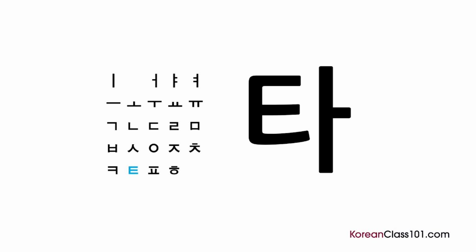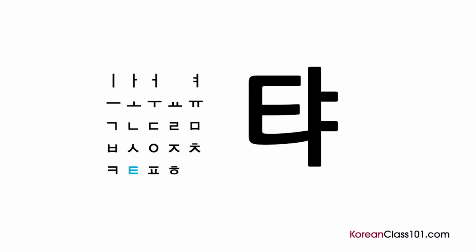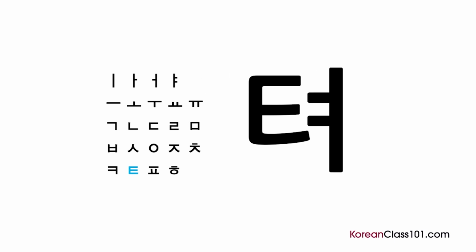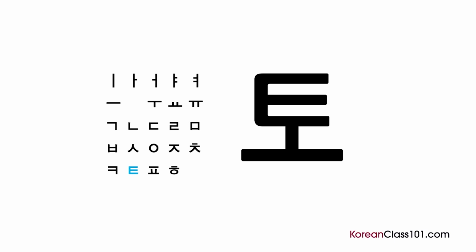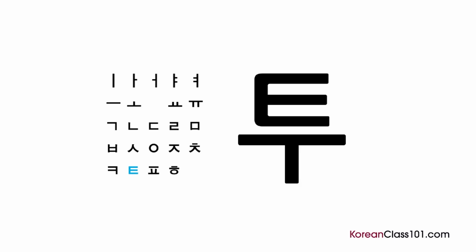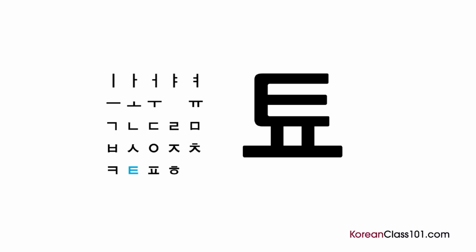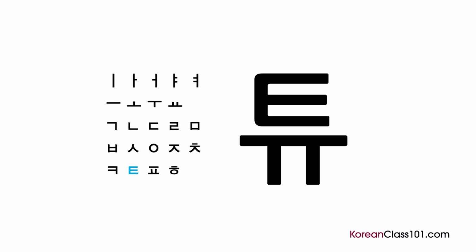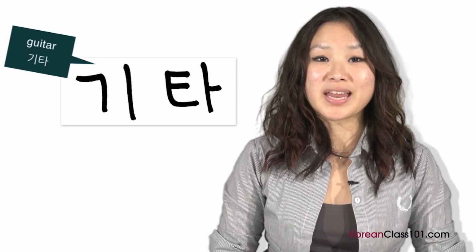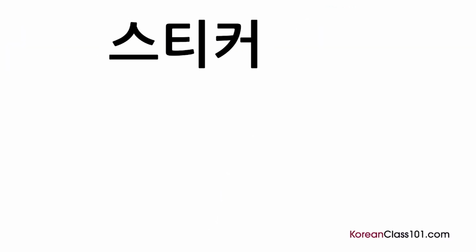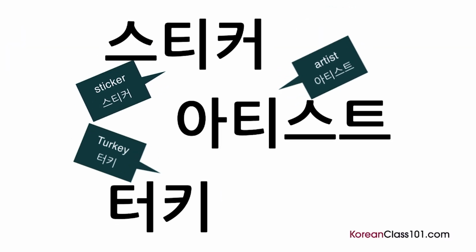다, 타, 터, 텨, 트, 토, 투, 튜. You can probably guess the meaning of the next word after hearing it. 기타. It means guitar. Korean has many of these words that come from English with a slight change in pronunciation, such as sticker, artist, and turkey.